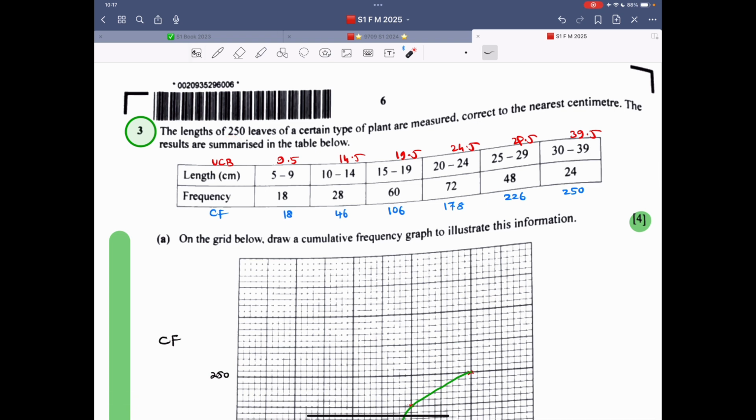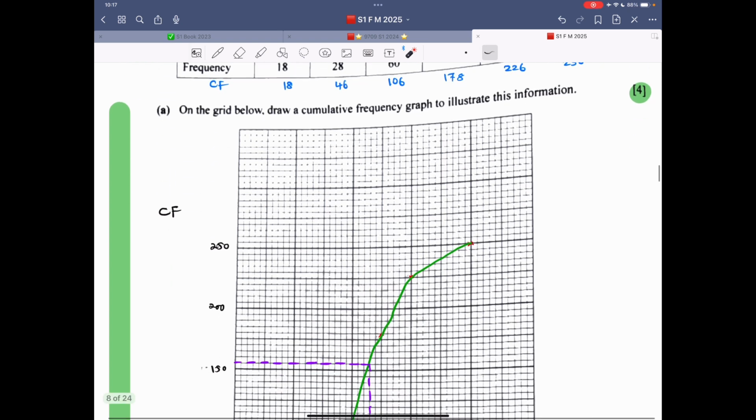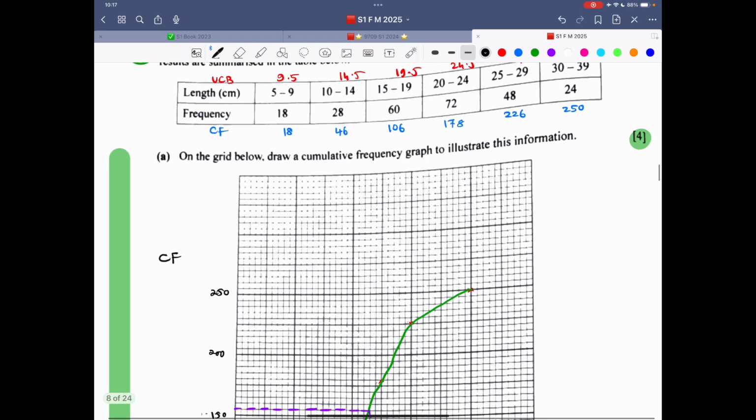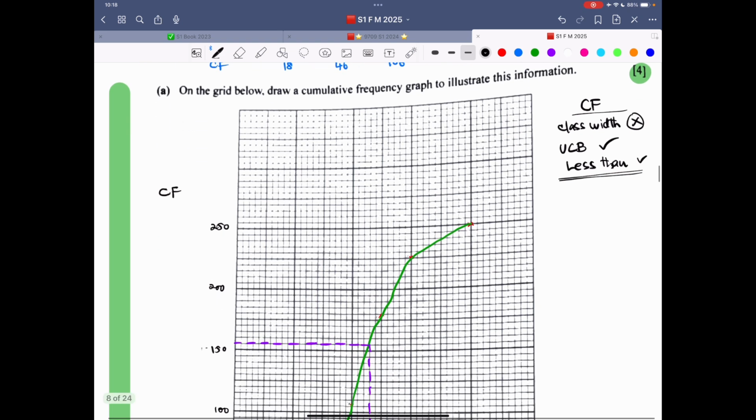The length of 250 leaves of a certain plant are measured. The results are summarized. These are the class intervals because it's ending at 9, starting with 10, ending at 14, starting with 15, and so on. And one thing that people need to understand is that when we talk about cumulative frequency, class width does not make a difference. Class width is no issue. We have to work with upper class boundary. We are working on the concept of less than. So that is cumulative frequency.